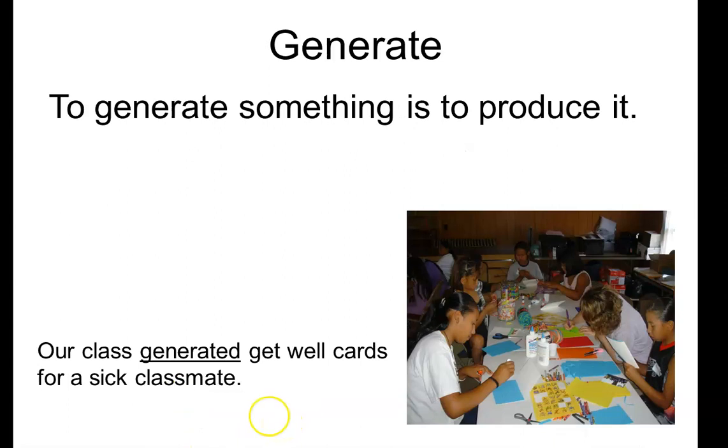Our next word is generate. To generate something is to produce it. Our class generated get well cards for a sick classmate. And as you can see, they are making something. So produce means to make. Generate, produce, make. All are synonyms for each other.